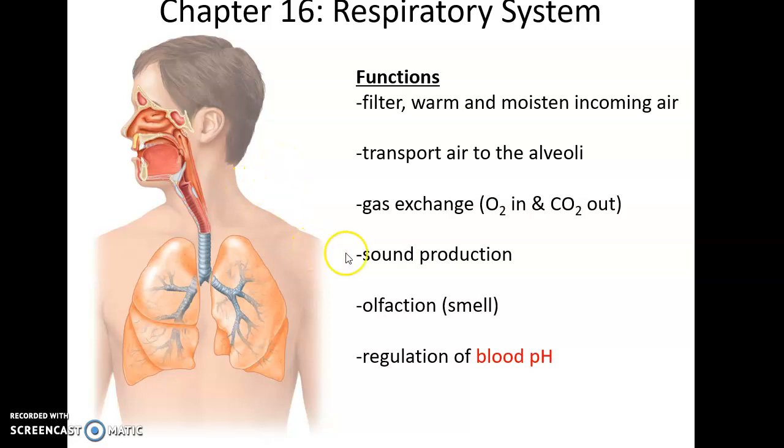The respiratory system also allows us to produce sound, very important, especially for speech. The respiratory system also is how we engage in olfaction, or the sense of smell. And finally, the respiratory system helps to regulate our blood's pH. So how fast or slow we breathe can affect the pH of our blood.